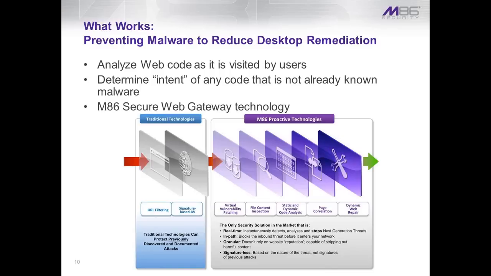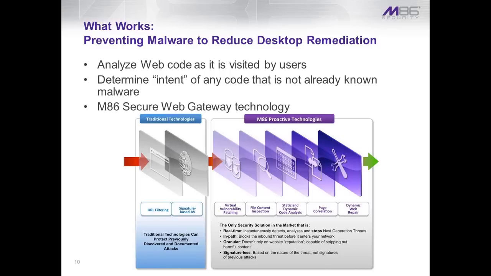So moving left to right, you'll notice that we have traditional technologies in our system. We have URL filtering. We have signature-based AV. It's important to have because that gets the low-hanging fruit. We want to get the known stuff and get it addressed as quickly as possible and get it out of the way so we can focus on those next-generation attacks.